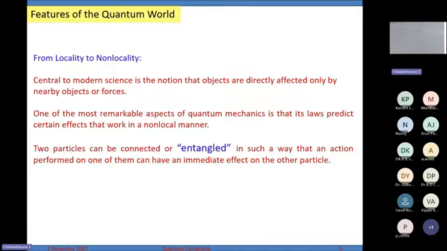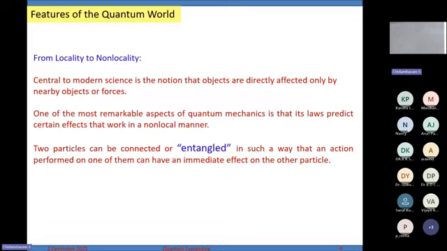Then we move from locality to non-locality. Best example, in operating systems, we deal with algorithms. We know that for a memory unit that is visited, it is most likely that the processor may visit nearby locations: if you visit the ith location, you may visit i plus 1, i minus 1. Whereas in quantum, you move from locality to non-locality. If you look at all classical science, objects are directly affected only by nearby objects. As I said, in operating systems, we deal with scheduling algorithms, based on this particular philosophy.